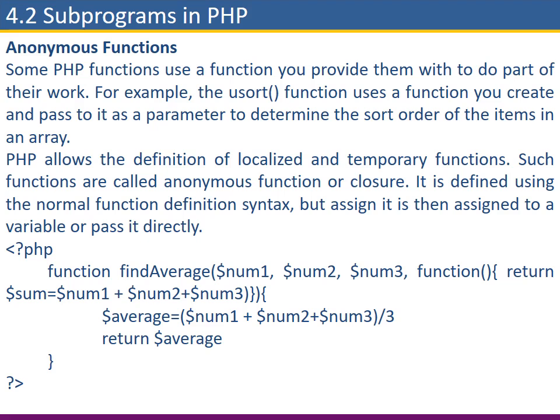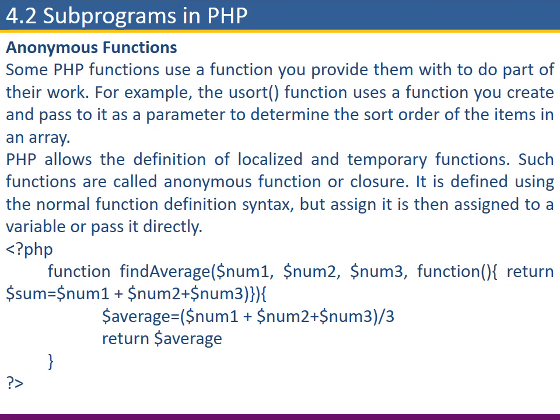PHP allows the definition of localized and temporary functions. Such functions are called anonymous functions or closures. It is defined using the normal function definition syntax, but you assign it to a variable or pass it directly. You can pass it directly to another function like usort, and you can assign it to a variable.